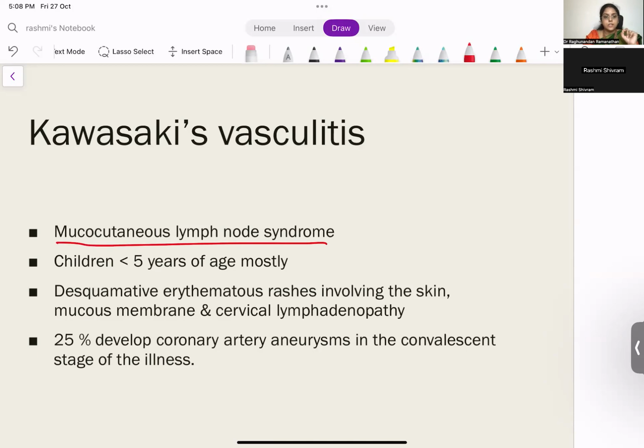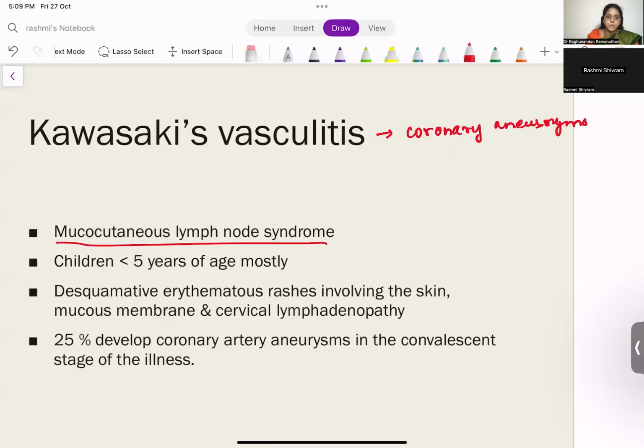What do you see in this? In these patients, you will have erythematous lesions over the skin, and also on the mucous membranes, you will have some aphthous ulcers. And cervical lymphadenopathy will be there. So you will have desquamative erythematous lesions involving the skin, mucous membrane, and the cervical lymph nodes. And what is the most dreaded complication in this patient? They will have coronary aneurysms.